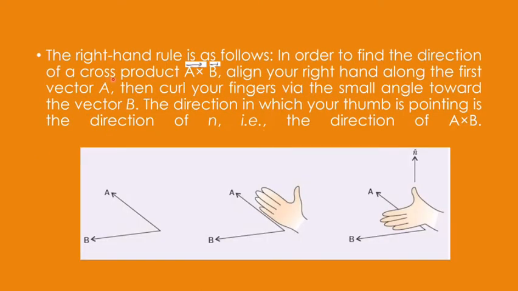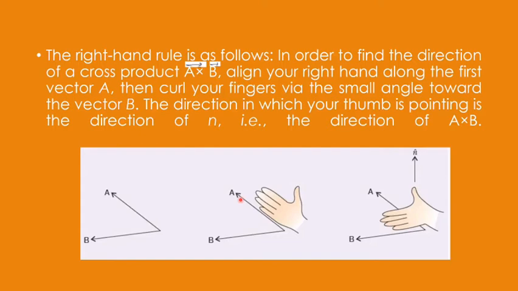When you have to find the direction, when you are drawing the vectors in your notebook, just take care that you put your hand along the first vector and turn it towards the second vector. Whichever direction the thumb is pointing is the direction of the resultant vector, which is the cross product of A and B. If it is pointing in the outward direction, meaning upward direction, then it is taken as positive.